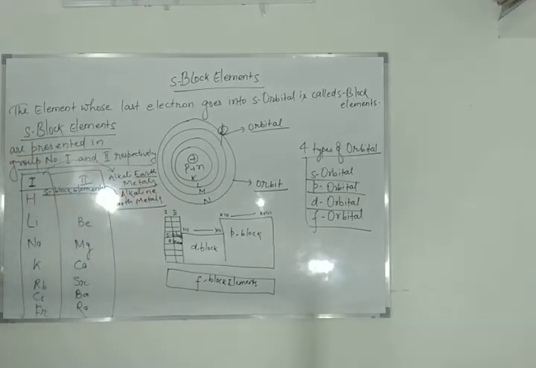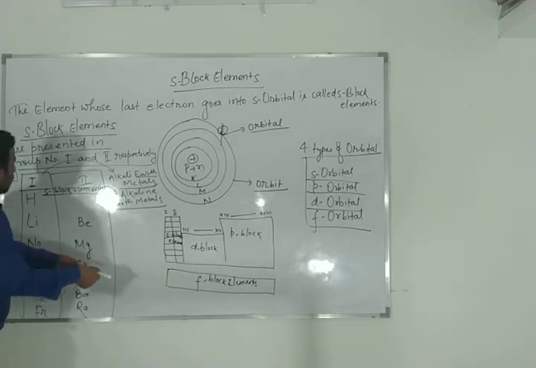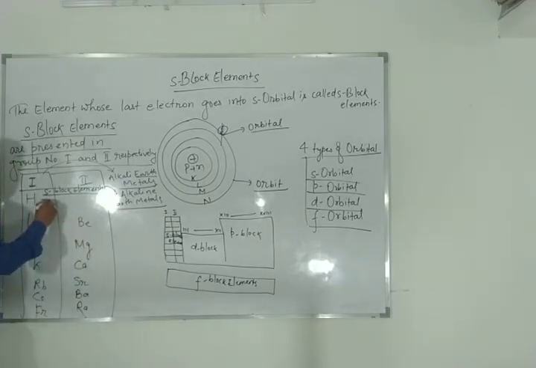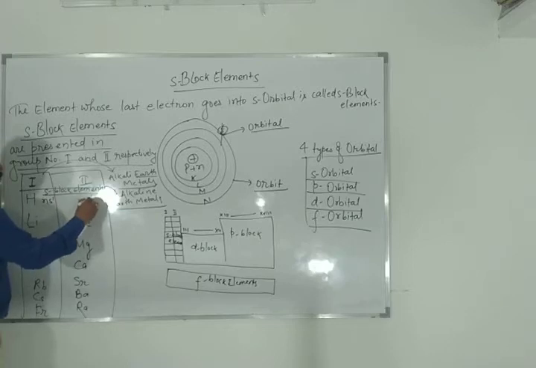Because these elements are found in the earth's crust, that's why their names are alkali metals and alkaline earth metals. Now you can ask me, sir, what is the general electronic configuration? So the general electronic configuration of group number 1 is ns1 and group number 2 is ns2.